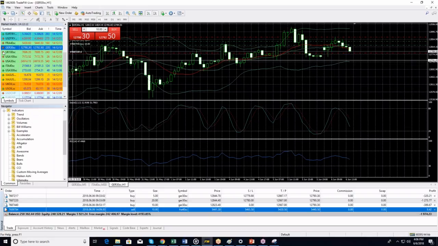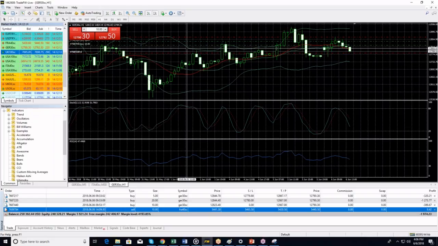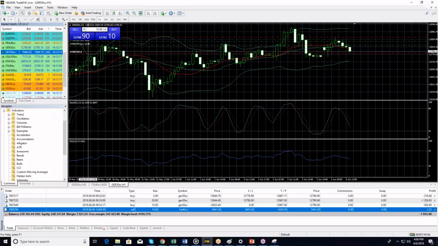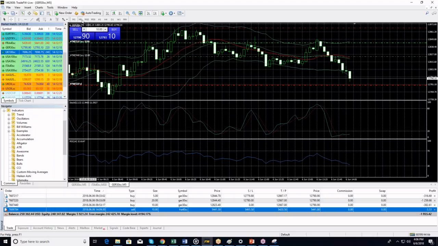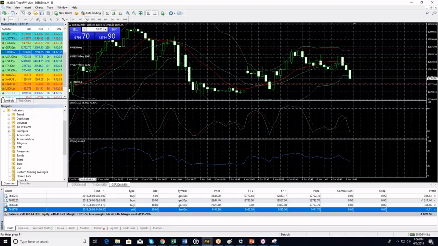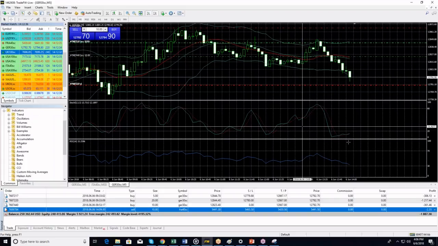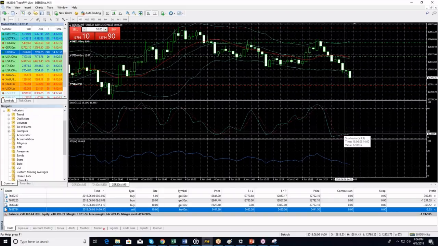At the same time, hold on, I'm checking if I need to modify some of my stop loss. Let me see here. No, I will not modify my stop loss. I will leave it. The reason is that I see on the stochastic oscillator that the trend is coming to an end.